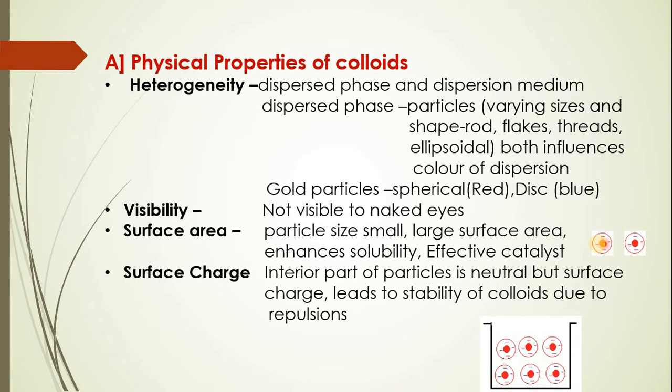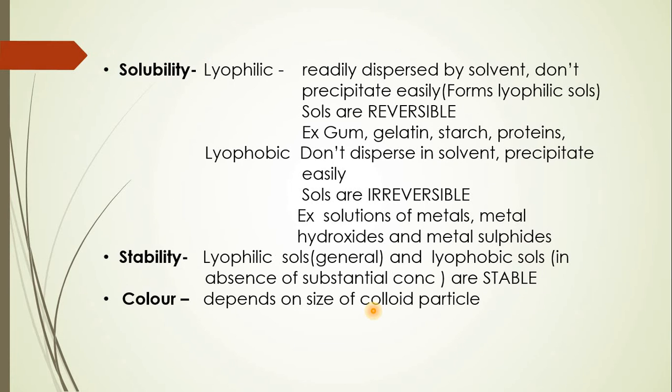The interior part is neutral in nature, and the surface shows the presence of charges, which leads to stability of the colloid. That is because the particles do not tend to attract each other. All the particles here show similar charges, and like charges repel each other. So there is no aggregation, and they tend to show the homogeneous nature of a suspension, right?